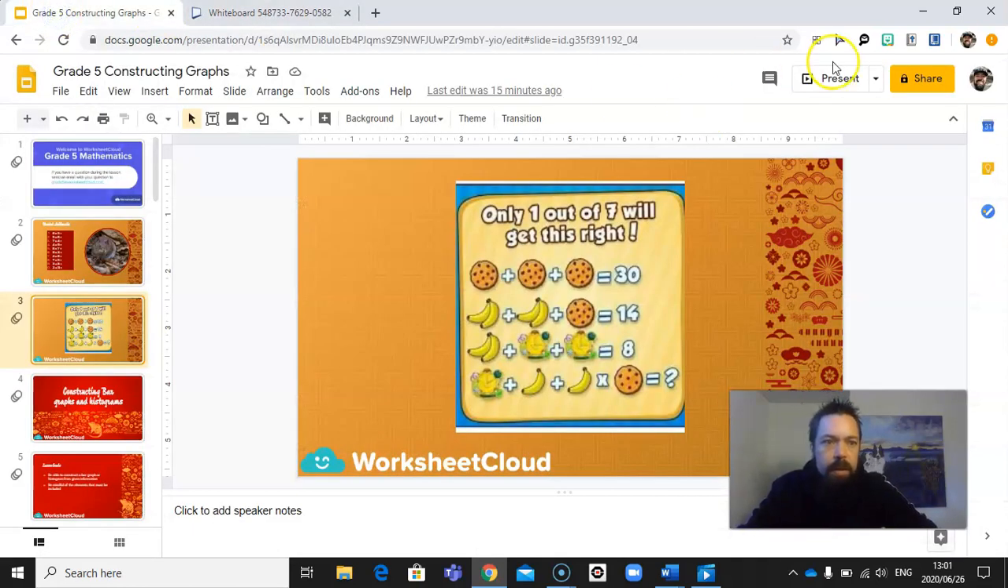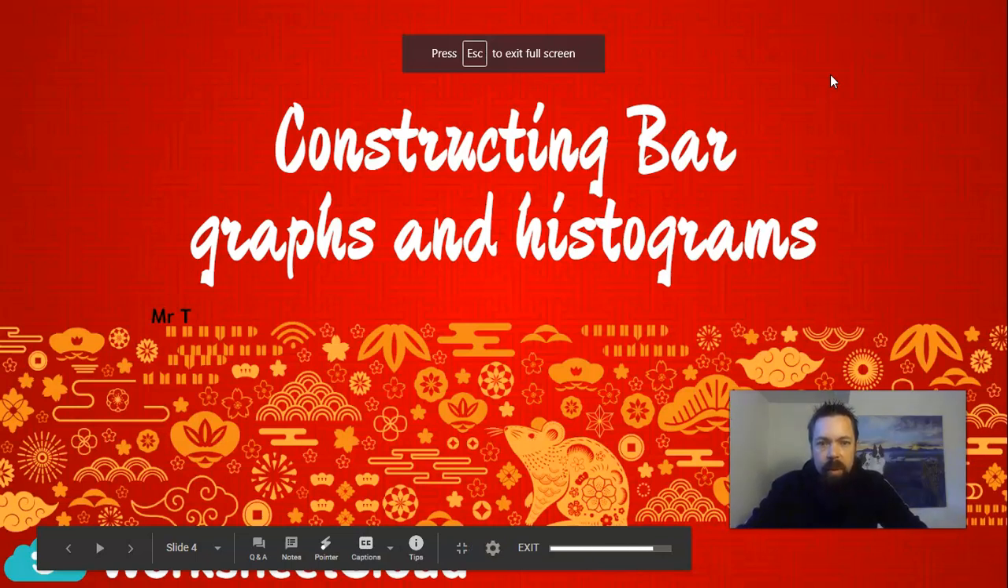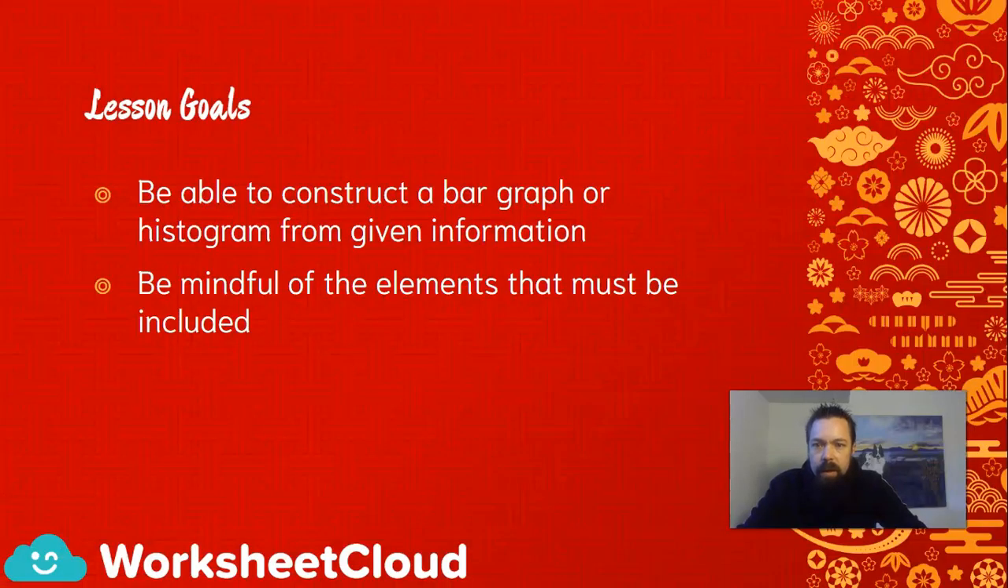Okay, so on to today's lesson, which is looking at constructing bar graphs and histograms. So we're going to remind ourselves what the difference is, and we're going to just practice looking at some of the important elements. Okay, so our lesson goals: be able to construct a bar graph or a histogram from given information, and be careful of the elements that must be included. Mindful, so making sure we include all the things that we need to.